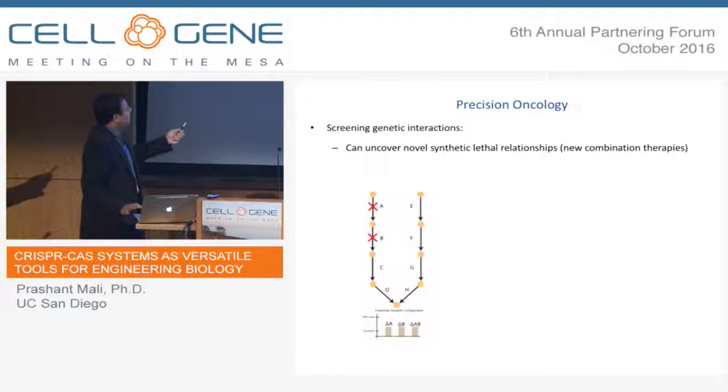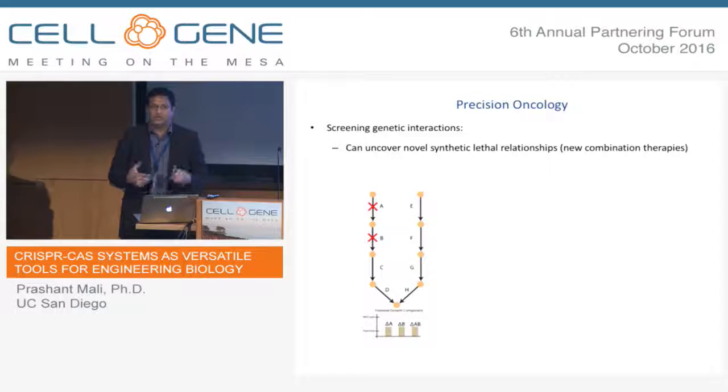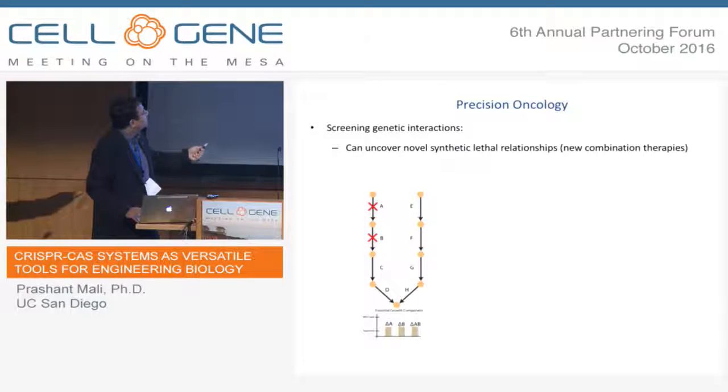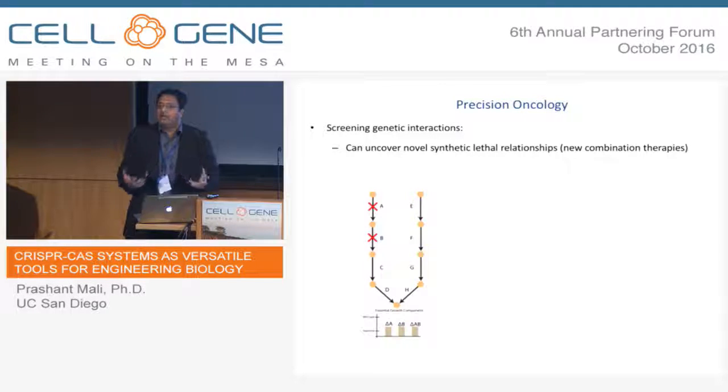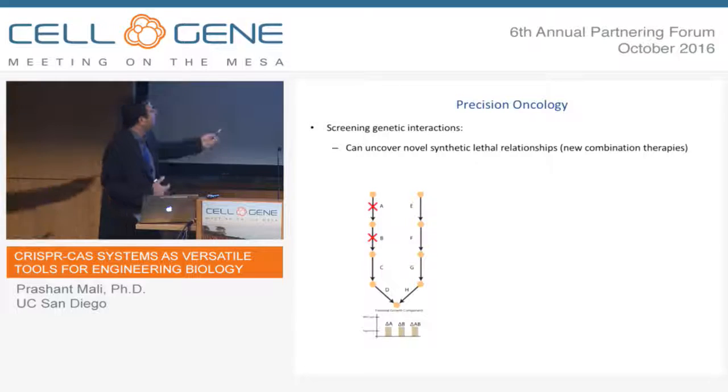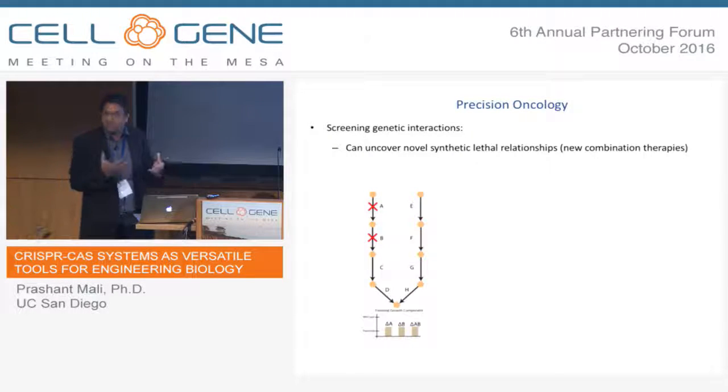So what do I mean by that? Here's a typical example where suppose you have two arms of a pathway converging to give rise to an essential growth component. If you disrupt one of the genes, for instance gene A, then of course your cell will have a reduced fitness effect. But if you also disrupt gene B in concert with gene A, you're not expecting to see too high of a loss of fitness effect as compared to gene A, because both of the mutations happen to be on the same arm of the pathway.